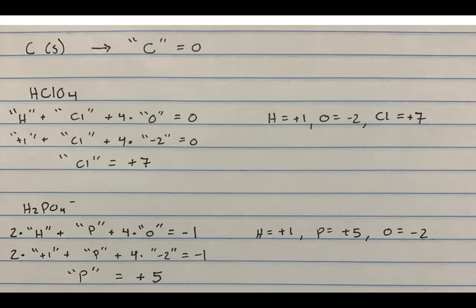The same thing applies to this one. When we add up all the oxidation numbers, they have to add up to the charge on the ion, which is -1. So we have 4 oxygens, each with an oxidation number of -2, and 2 hydrogens, each with an oxidation number of +1. When we solve for what the oxidation number of phosphorus must be, it comes out to +5. Again, all of those oxidation numbers together have to equal -1.